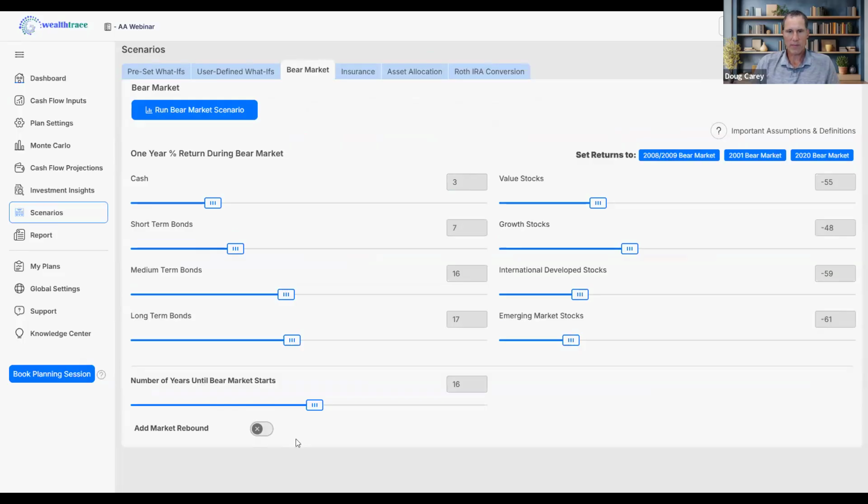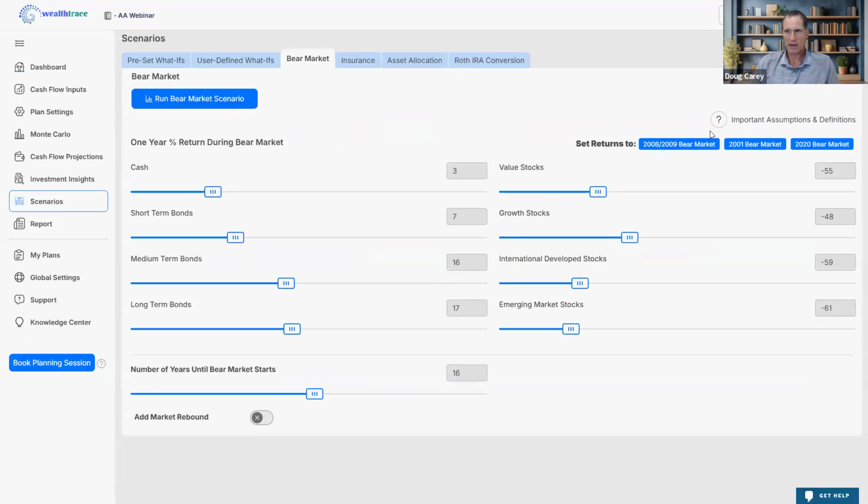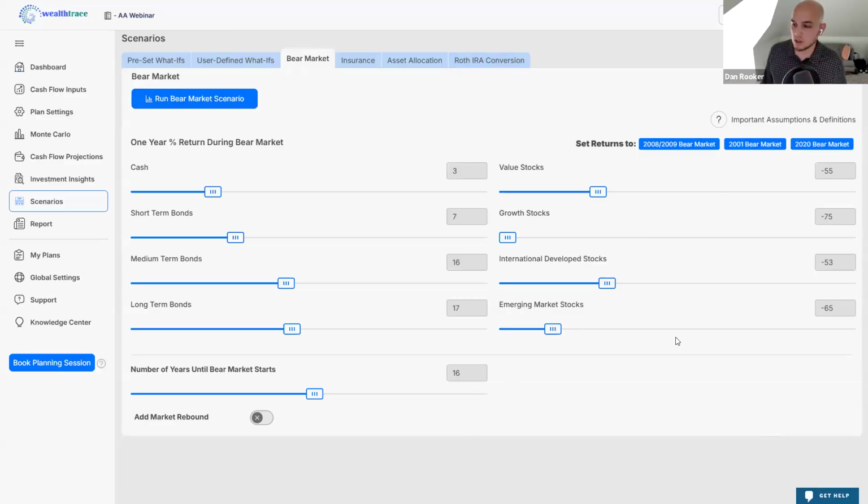You can even add a market rebound in if you want. And you can run various black swan events here. You can even change these. You can say, I fear that growth stocks will really get hit hard in the next one. So I'm going to set this all the way to -75. So you can play around with these sliders and run your bear market scenario here. Doug, just in case Lewis's question I didn't cover it, the Monte Carlo tail, I believe we've got regular Monte Carlo and then we have Laplace.